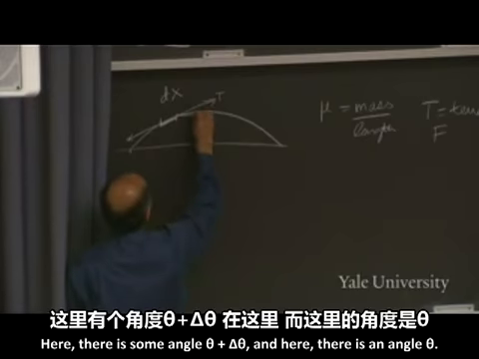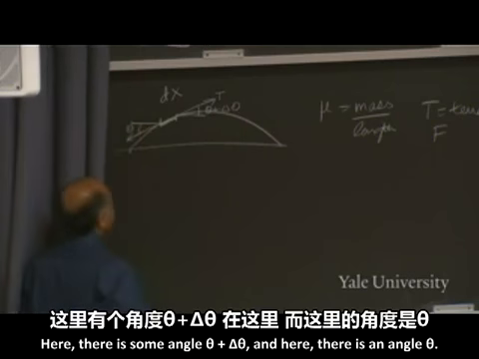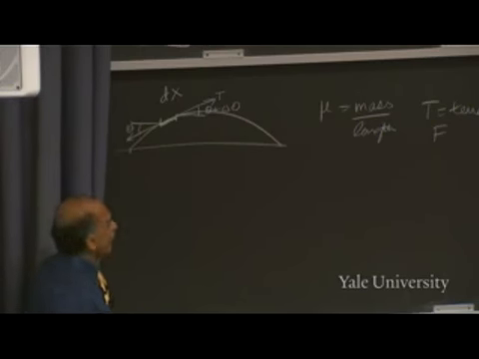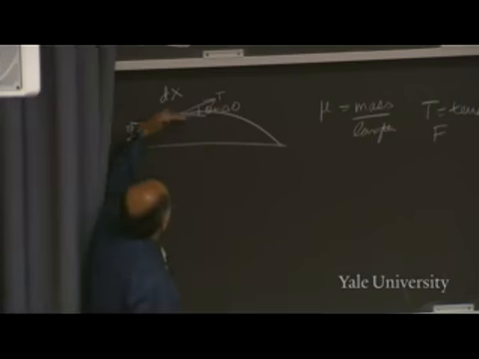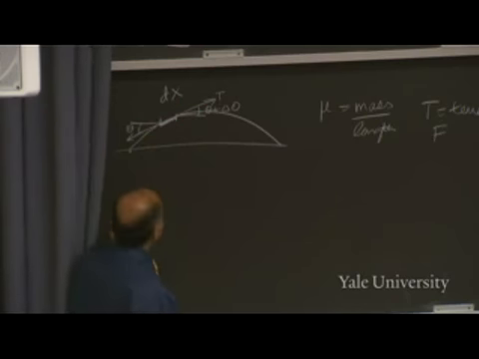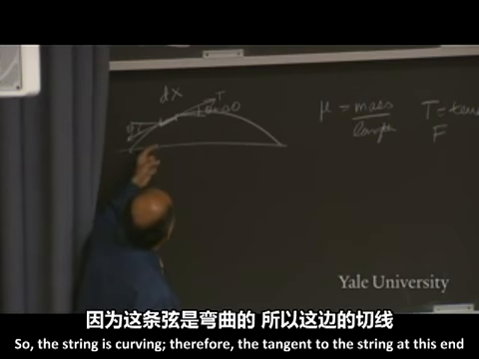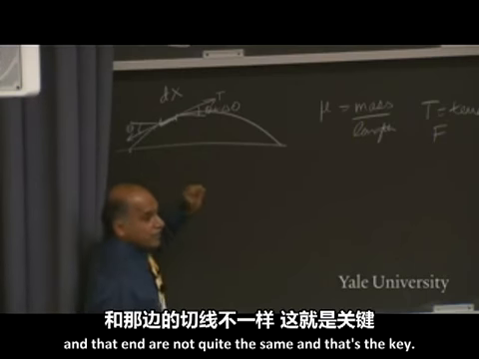But the angle at which it is pulling is not necessarily the same. Here, there is some angle, theta plus delta theta, and here, there is some angle, theta. This force is at an angle, say, theta below the horizontal. This is pulling above at theta plus delta theta. So the string is curving, and therefore the tangent to the string at this end and that end are not quite the same, and that's the key.